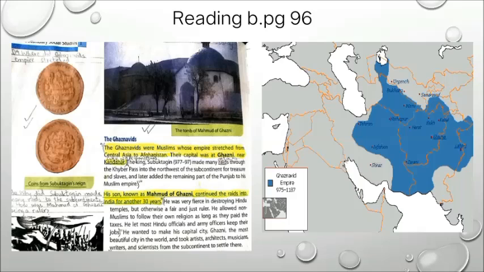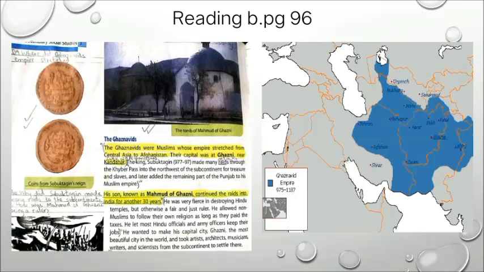Starting the reading. The Ghaznavids were Muslims whose empire stretched from Central Asia to Afghanistan. Their capital was at Ghazni, near Kandahar. The king Subcontinent made many raids. Raids mean attacks or invasions through the Khyber Pass into the northwest of the subcontinent for treasure and slaves, and later added the remaining part of the Punjab to his Muslim empire.